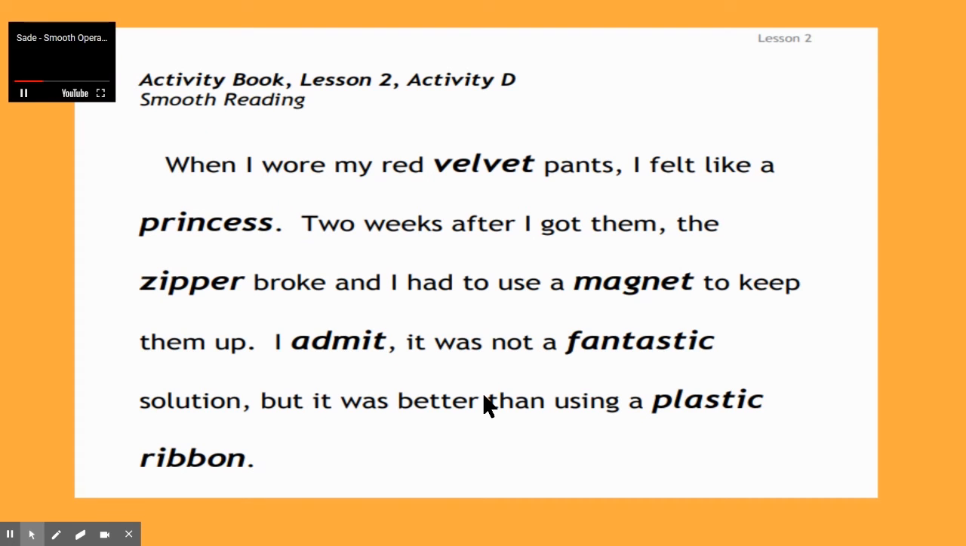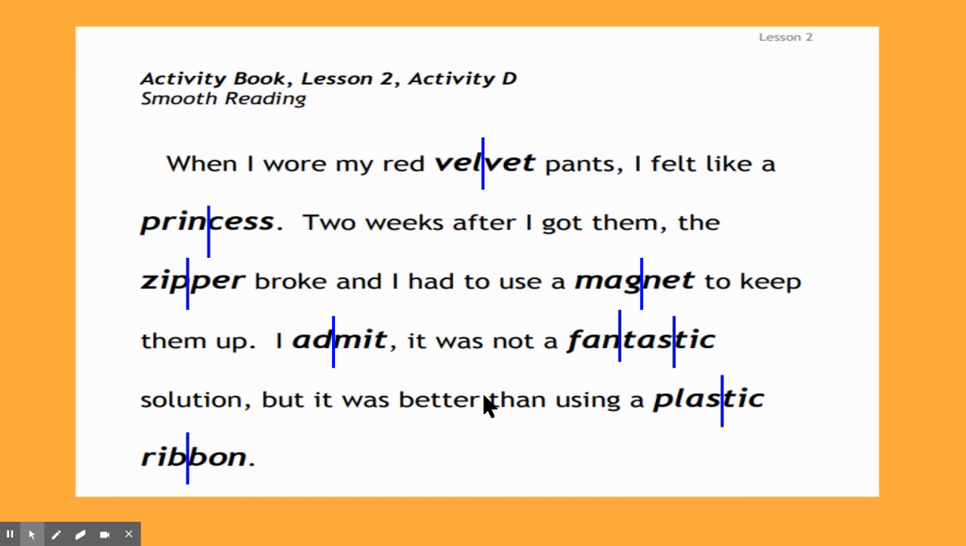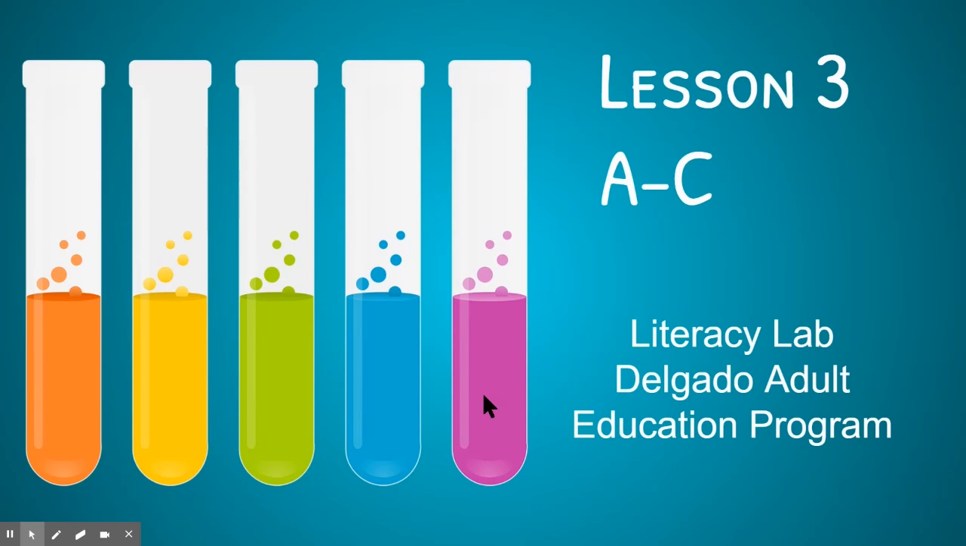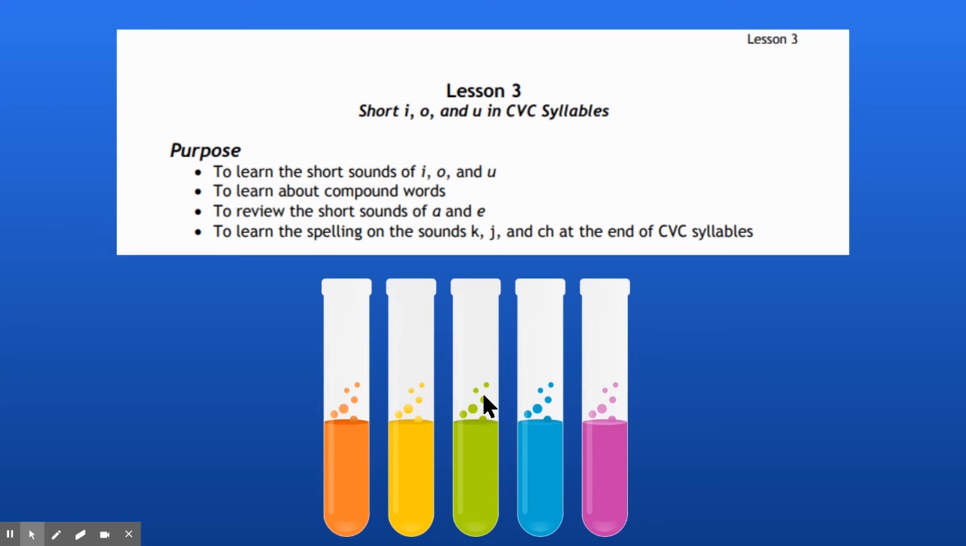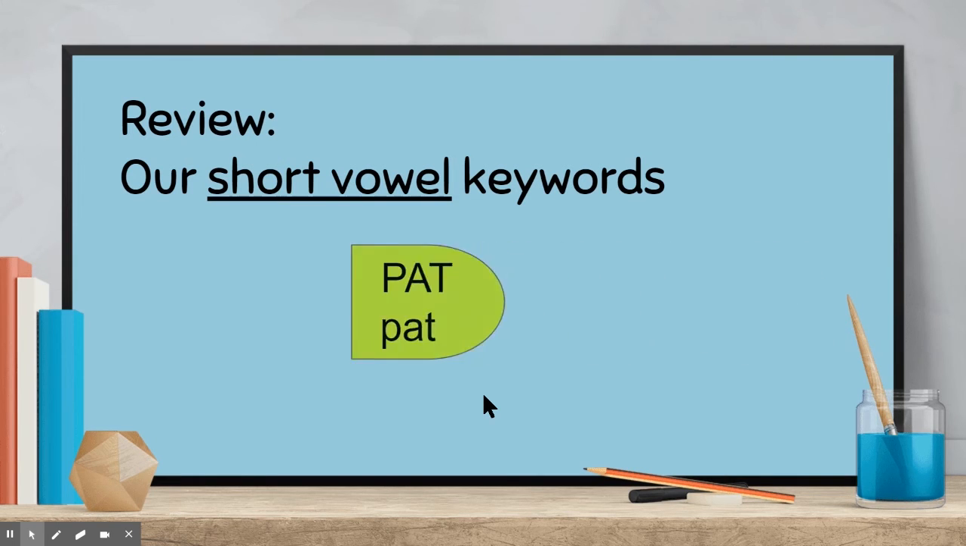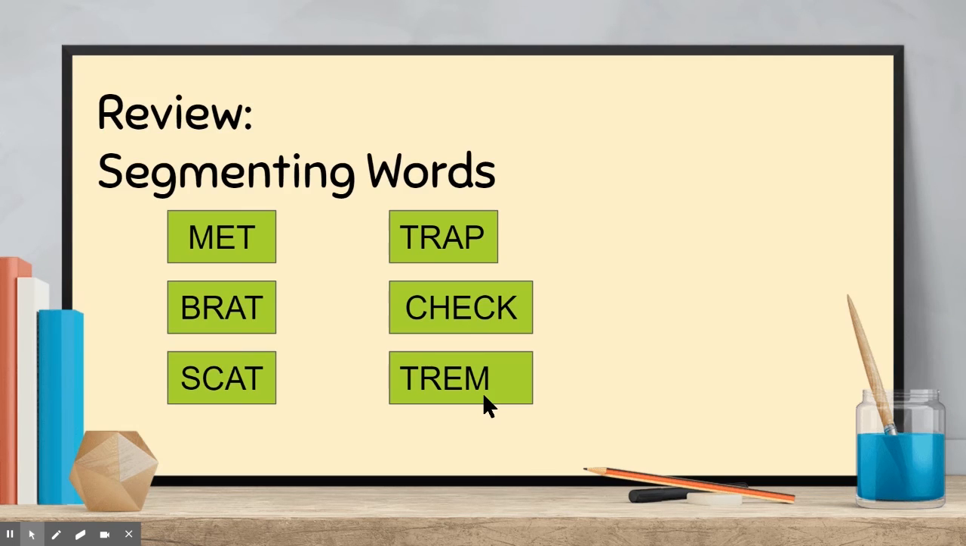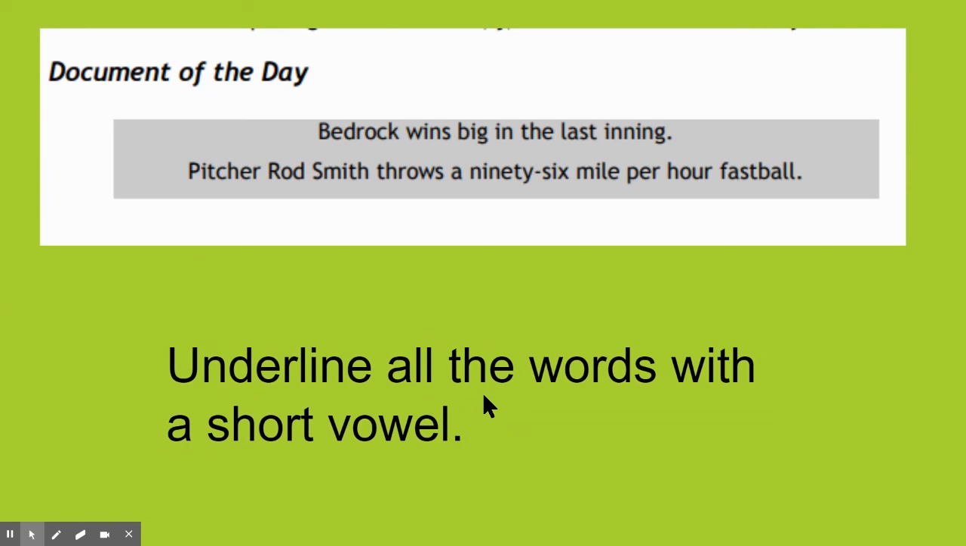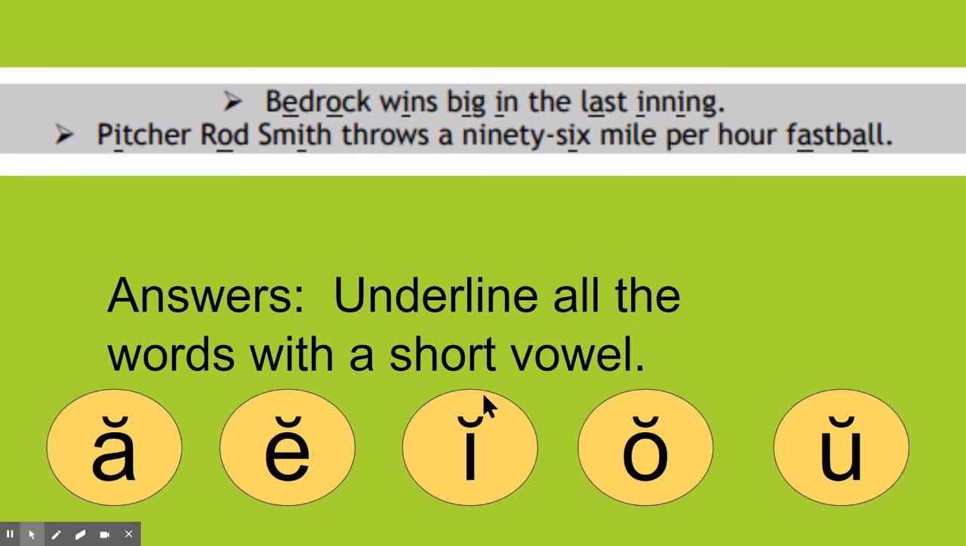All right. So read this story over to yourself. Just like your Sade. Read it over smooth. And then look at the words and put some dividing lines in there. All right. And then hopefully we'll have time to just look at some of our keywords. This will be a pretty quick review.